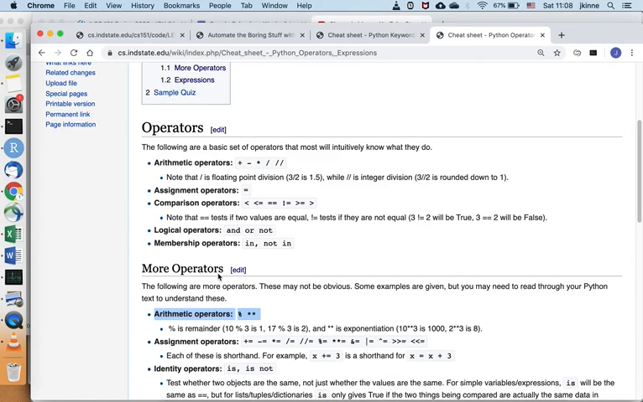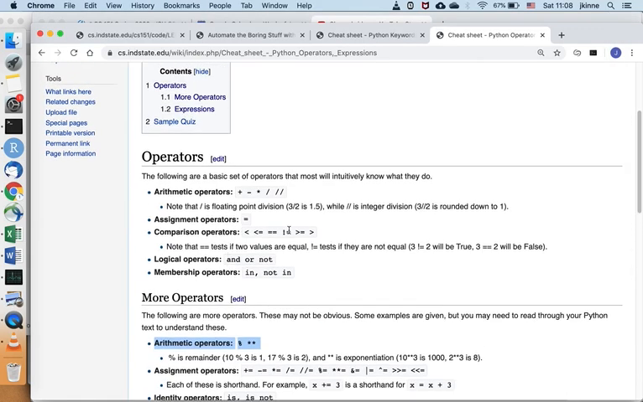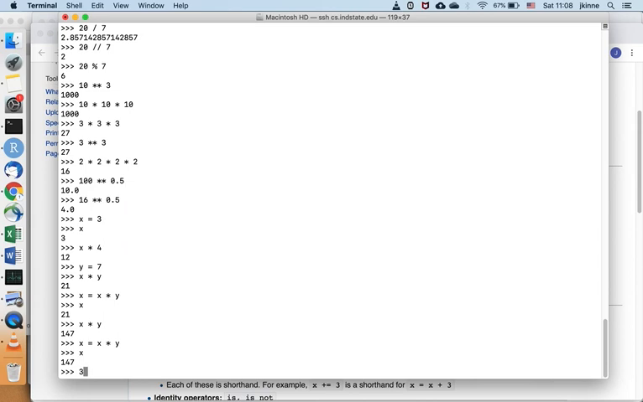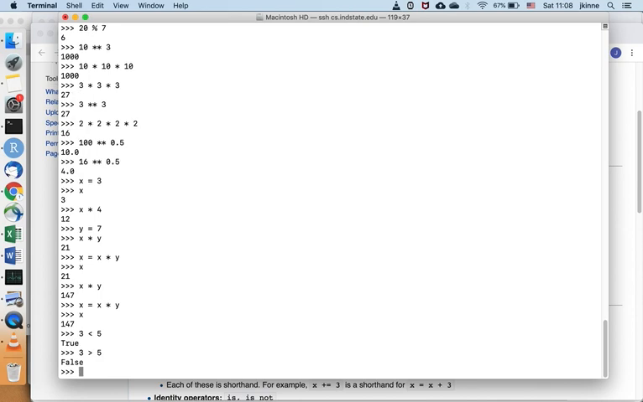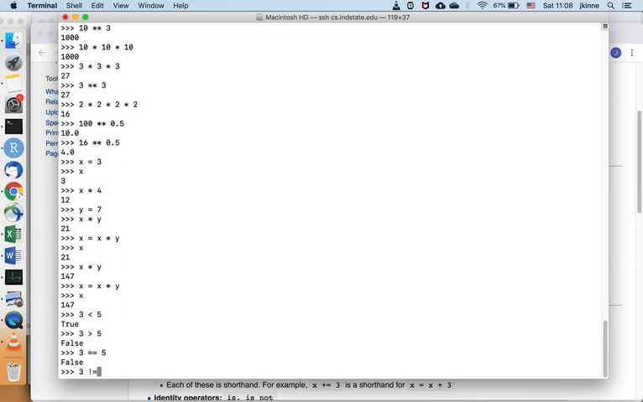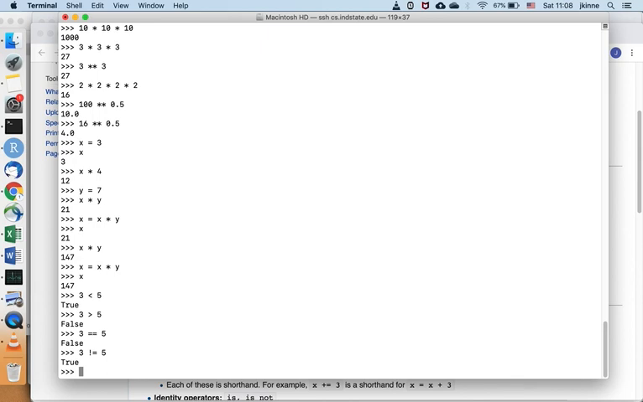Let's talk about some of these other expressions, operators. So comparison operators tell us whether things are bigger, smaller, or the same. So let's see. Is 3 less than 5? It is, and Python says true. Is 3 greater than 5? False. Is 3 equal to 5? False. Is 3 not equal to 5? True. True that it's not equal to 5. Okay, so that is comparison.